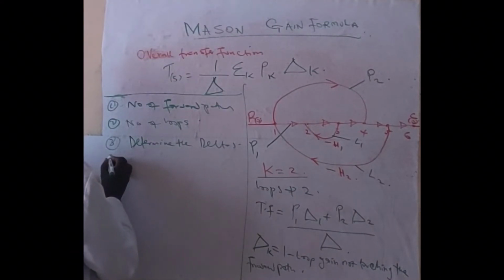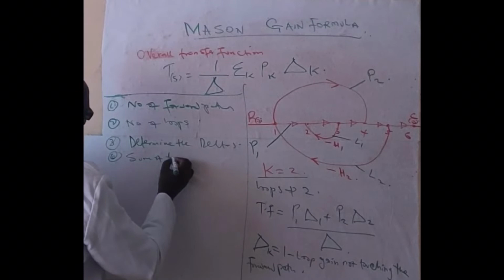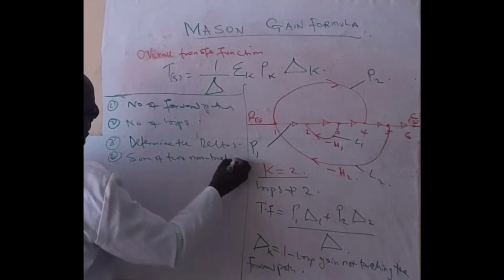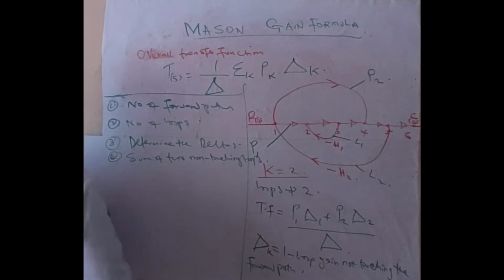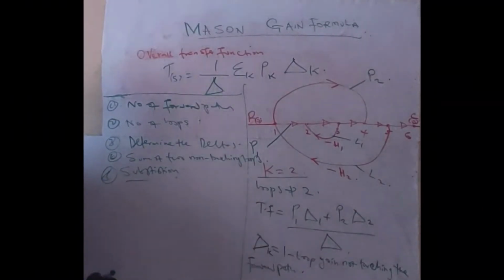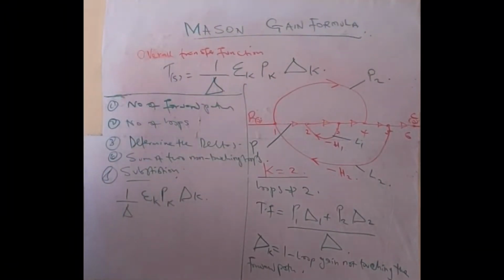And then lastly, but not the least, number 4, you look at the sum of two non-touching loops. Then lastly is to do substitutions. You substitute based on the formula 1 over delta, summation of Pk and the product of delta k. So let's answer this question.